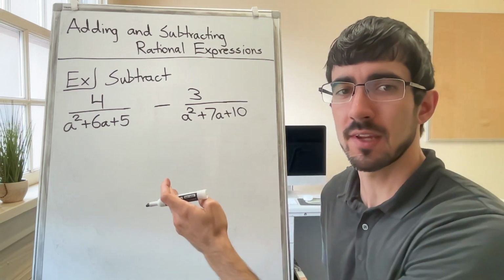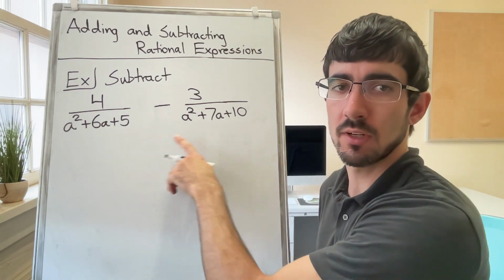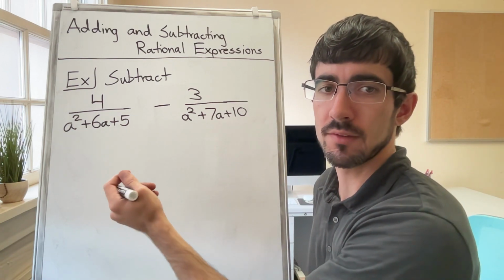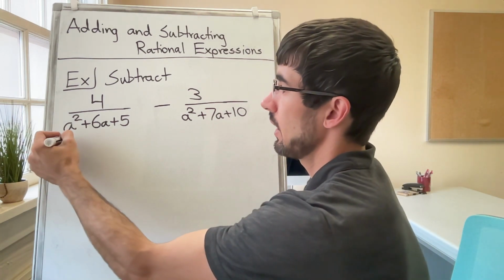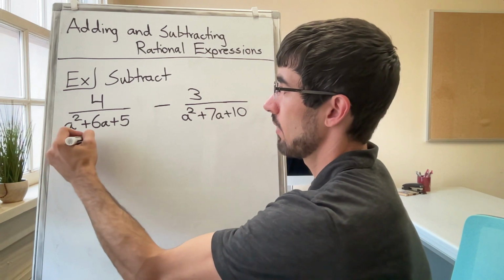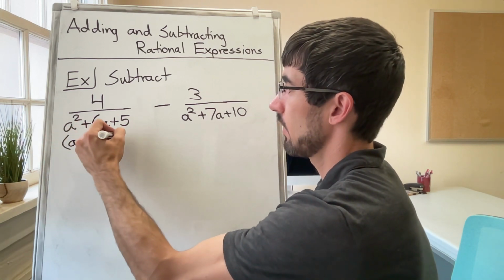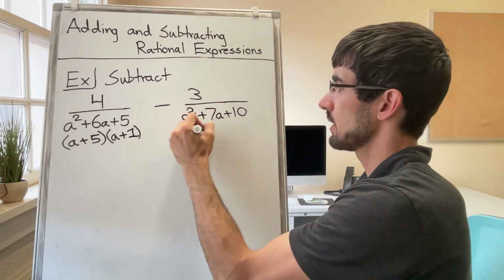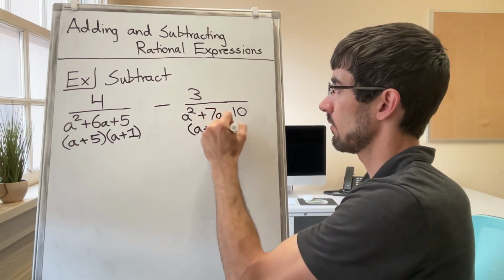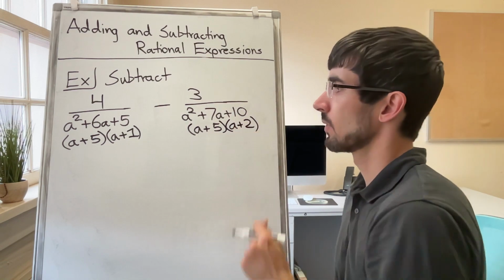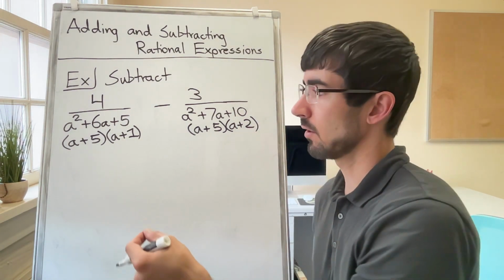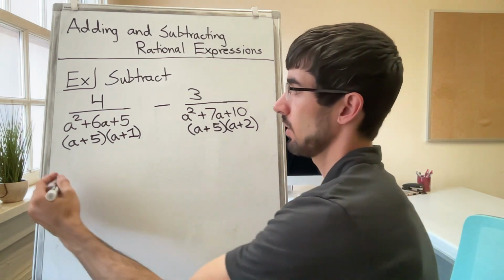As in the earlier example, let's start by factoring each of these denominators. That will help us identify our least common denominator. So a squared plus 6a plus 5 factors as a plus 5 times a plus 1. A squared plus 7a plus 10 factors as a plus 5 times a plus 2. So we see that these denominators are not entirely different from each other. They already have a common factor of a plus 5.